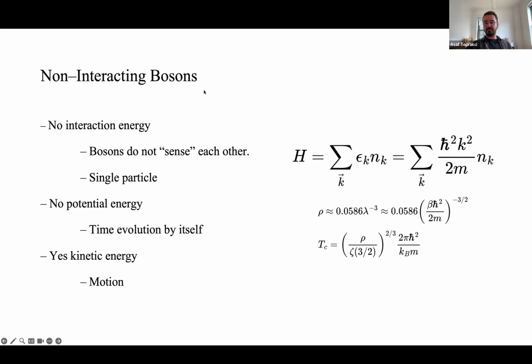So, for example, when we want to describe the system in terms of the Hamiltonian, we only have the kinetic energy term here, denoted by epsilon k, and how many particles we have in that energy level. In this summation, you may have different bosons, different particles at different k states, but this term would give us our total energy.